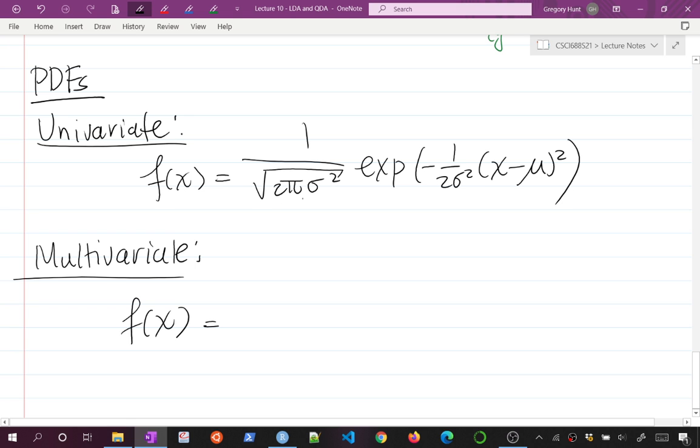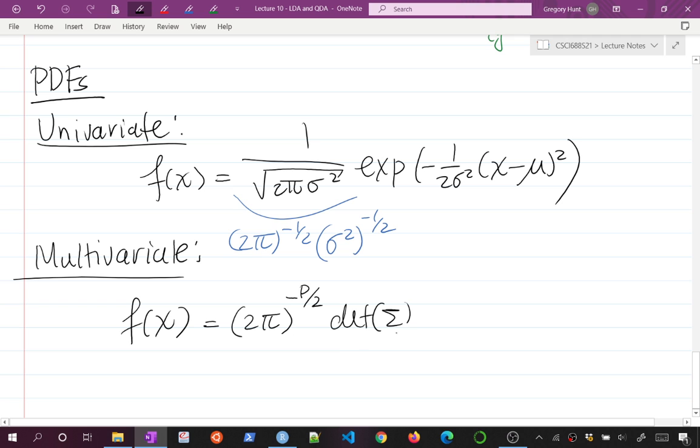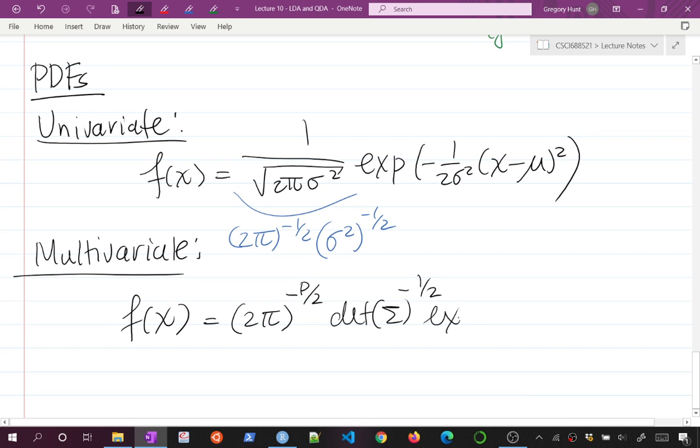You could write this first part here as 2 pi to the negative half, sigma squared to the negative half, right? And so in the multivariate case, it is actually going to be 2 pi to the negative, instead of half, p over 2. We have p components. And then instead of sigma squared to the negative half, it is actually the determinant of this covariance matrix, sigma, to the negative 1/2. And then we get our exponential.